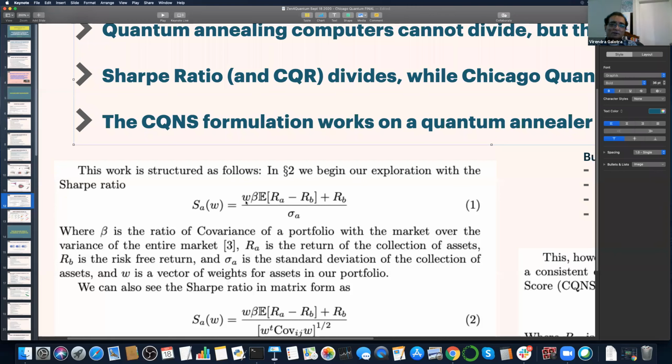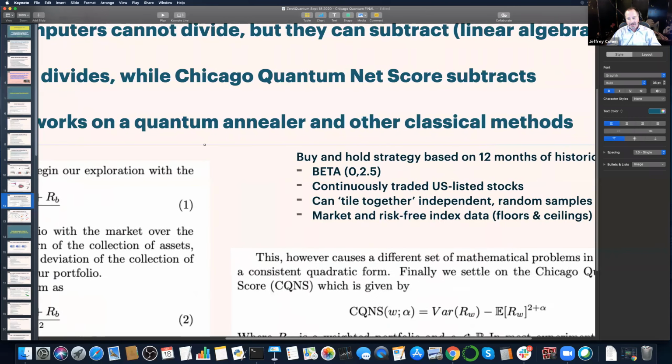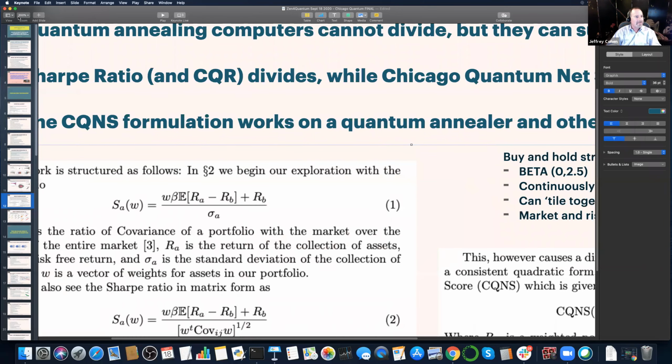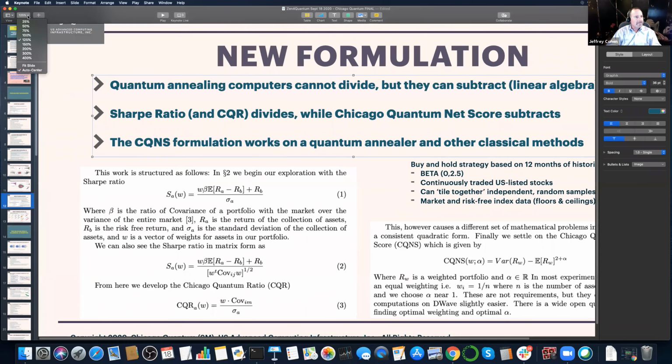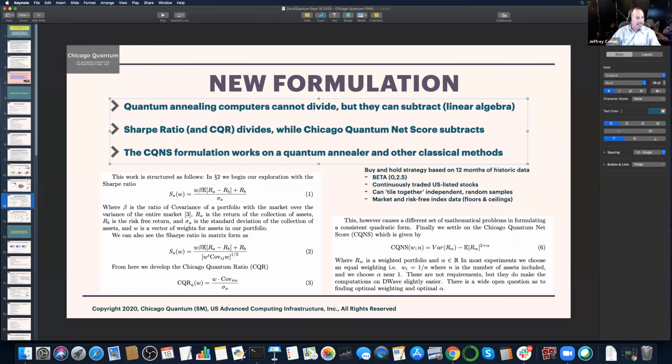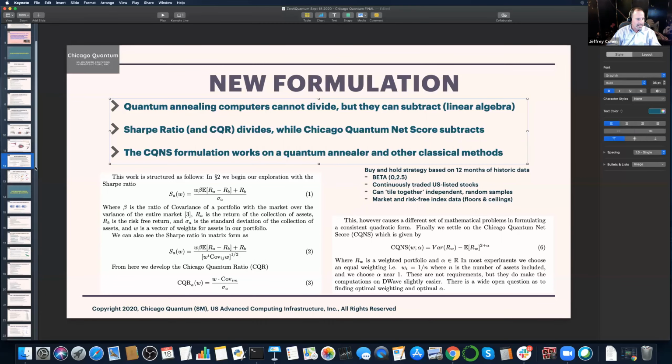Thank you. I wanted to have the confirmation. I saw the formula. Perfect. Got it. And then we do the same formulation for the Chicago quantum net score. So 10 stocks is 10% of your $10,000. 20 stocks is 5% each. All right, let me go back to 100%. I'll say 115% if I can. And then let's give the floor back to Alex.